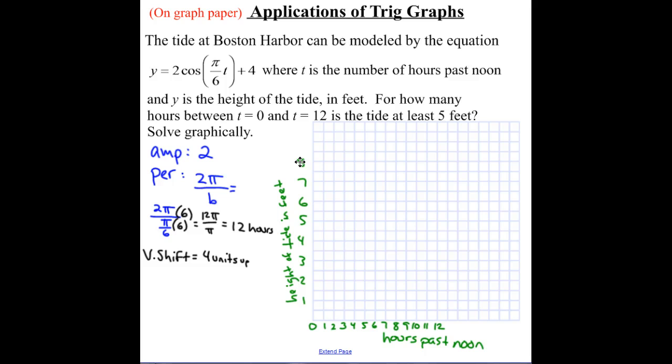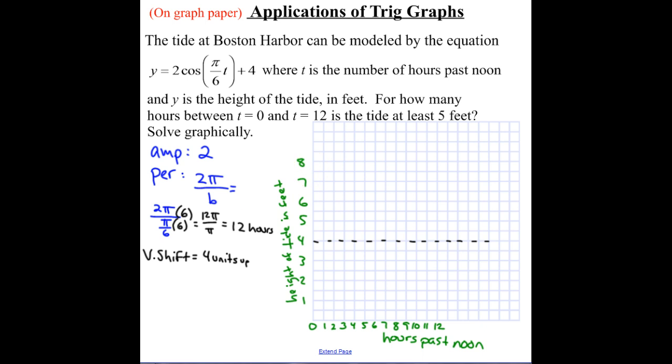Well, the way to think about it is the vertical shift is 4, so that means our nodal line is going to be right here in the middle. Let's go ahead and put that in right now. The nodal line is right there at 4 feet. And we have an amplitude of 2, so you know that it's going to go up 2 above and 2 below. So I think this is an appropriate scale.